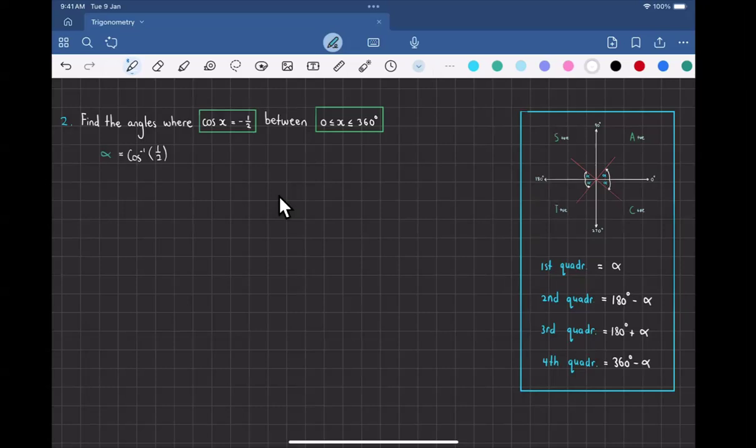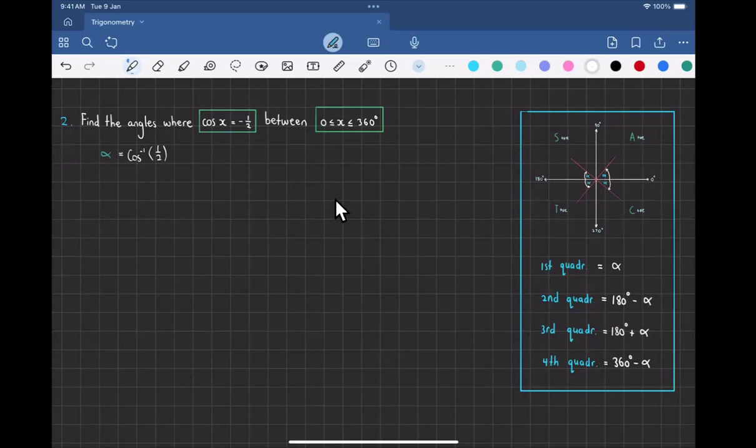Is 60 degrees part of your solution, guys? If you put 60 into cos, will you get negative a half? Yes or no? It will be positive. Yeah, so it will be positive a half.